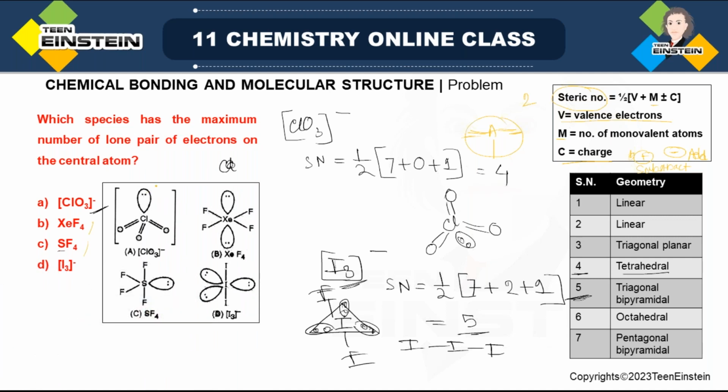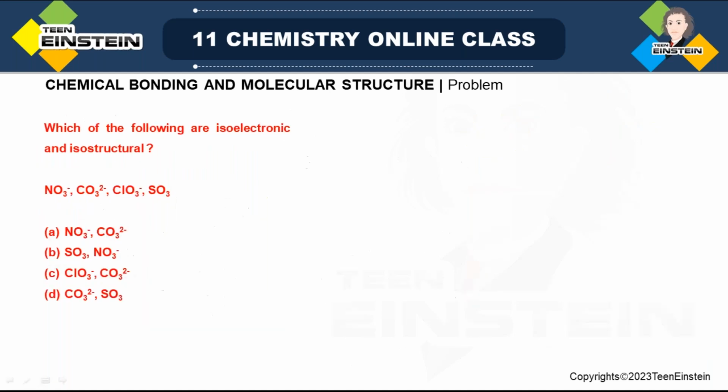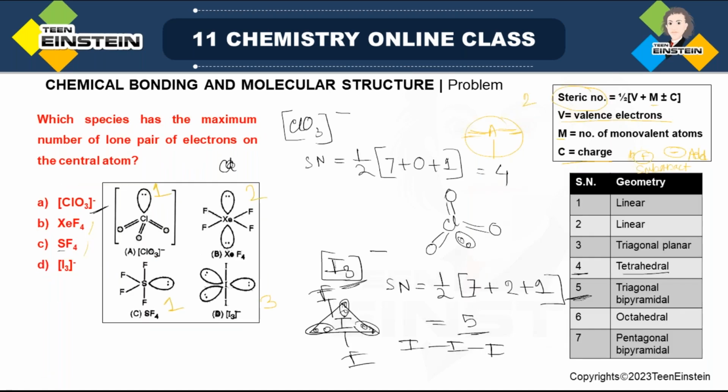So in ClO3 minus there is one lone pair. Here in XeF4 you have 2 lone pairs. Here also we have one lone pair, and this one has a total of 3 lone pairs. So which species has the maximum number of lone pairs of electrons on the central atom? It should be which example? It is the last one, I3 minus.